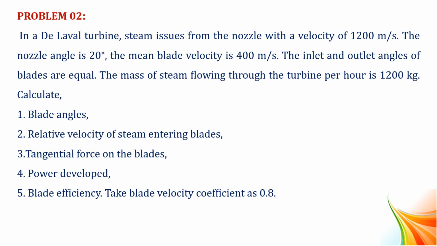Calculate blade angles, relative velocity of steam entering the blades, tangential force on the blades, power developed, and blade efficiency. Take blade velocity coefficient as 0.8. K value equals 0.8.